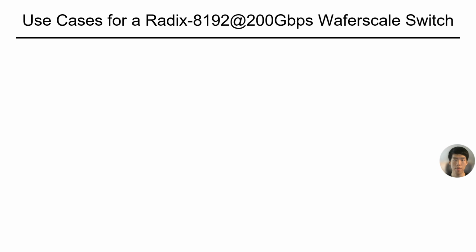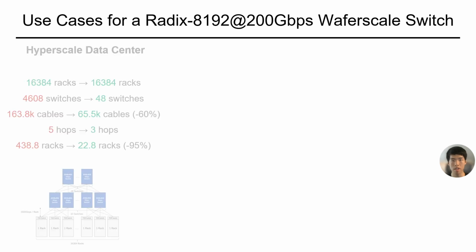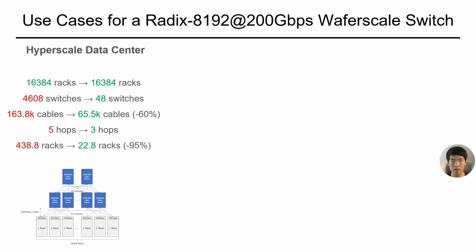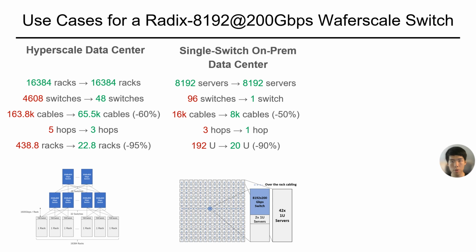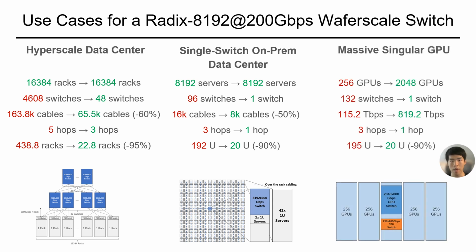Such a switch could be used to drastically reduce costs in a hyperscale data center, to build a single switch on-premise data center, or to construct a massive singular GPU. In all these use cases, we see significant reduction in number of switches, volume, number of cables and transceivers, and hop counts, compared to baselines with conventional network switches.